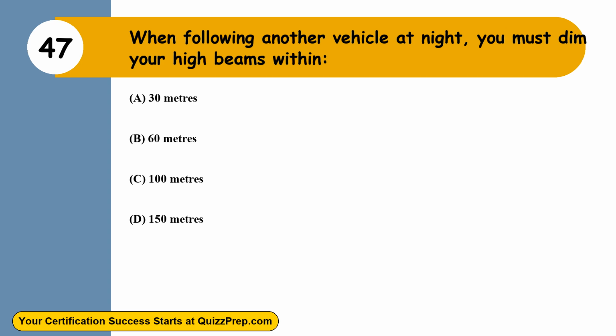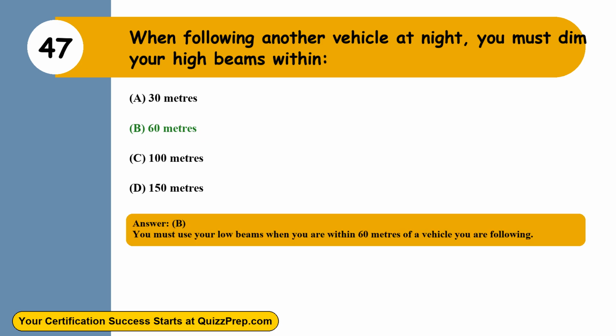Question 47. When following another vehicle at night, you must dim your high beams within: Option A, 30 meters. Option B, 60 meters. Option C, 100 meters. Option D, 150 meters. The correct answer is option B, 60 meters. You must use your low beams when you are within 60 meters of a vehicle you are following.